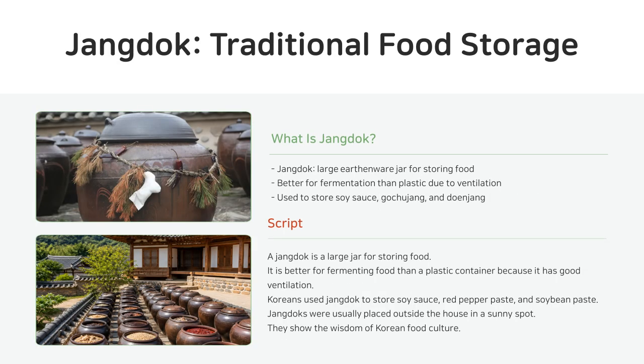A jeongdeok is a large jar for storing food. It is better for fermenting food than a plastic container because it has good ventilation. Koreans used jeongdeok to store soy sauce, red pepper paste, and soybean paste. Jeongdeoks were usually placed outside the house in a sunny spot. They show the wisdom of Korean food culture.